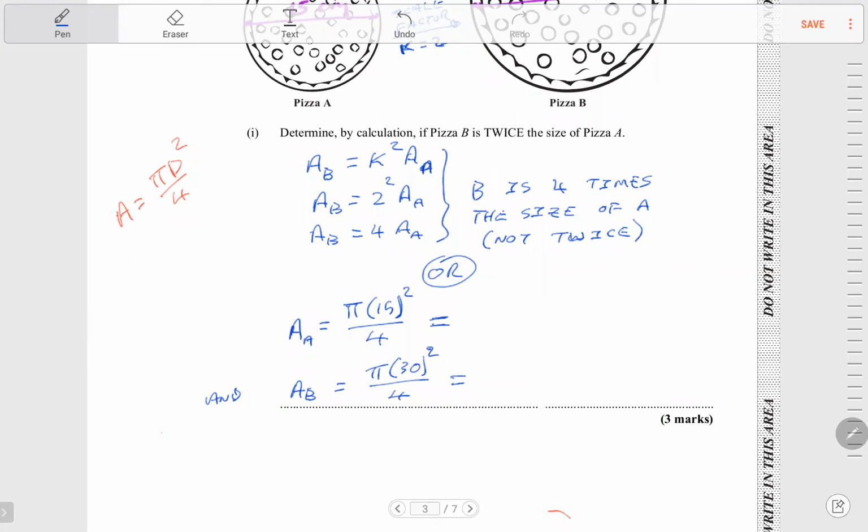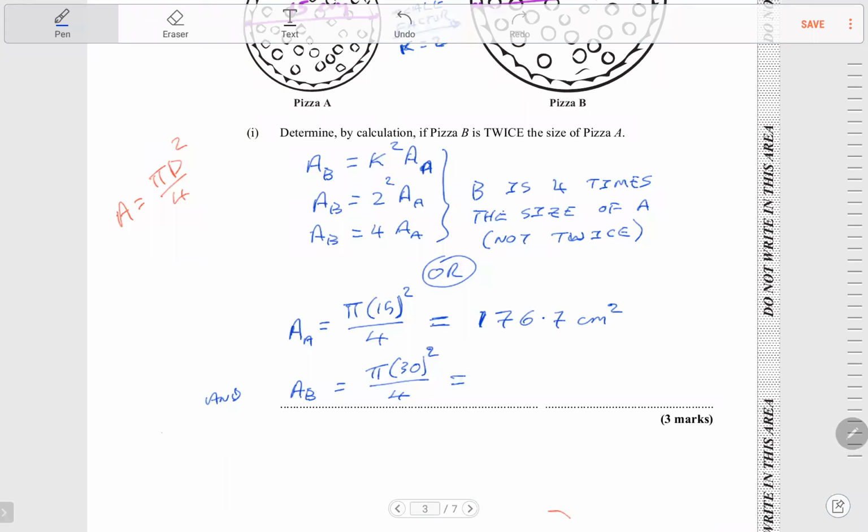Anybody? Nobody? For area A, it's 176.7 centimeters squared. And the other one is going to be 4 times that, I bet you.